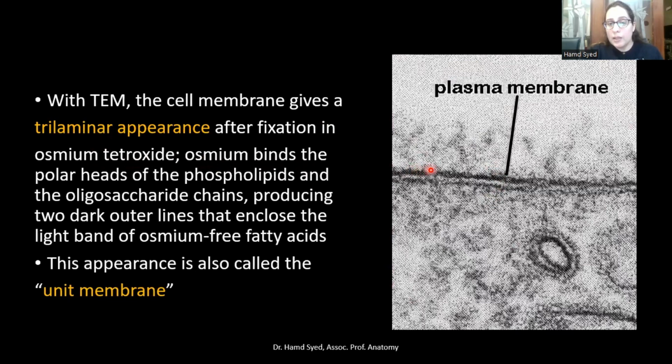Osmium binds the polar heads on either side of this membrane, and that gives us the electron dense part, or you could say the two black lines on the outer and inner aspects of the plasma membrane. Within the middle, sandwiched, is the electron lucent part, or the light grayish white part, which is free of the osmium. These are the fatty acids. So this gives us three layers: two outer black lines and a middle white line. This trilaminar structure is known as the unit membrane. And this is what is visible when we are looking at the plasma membrane through the electron microscope.